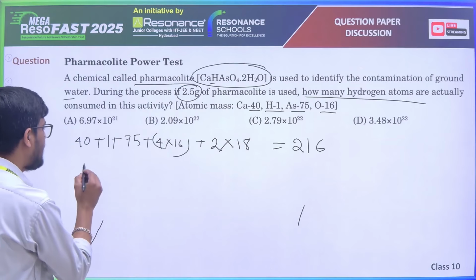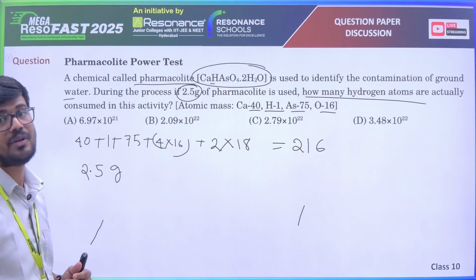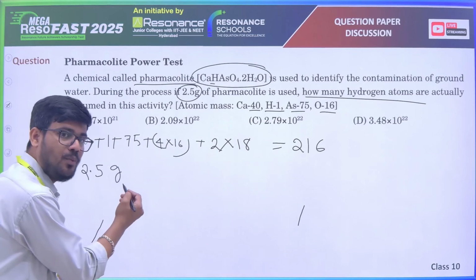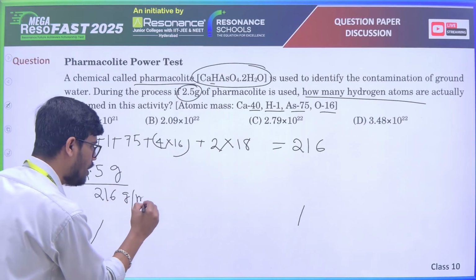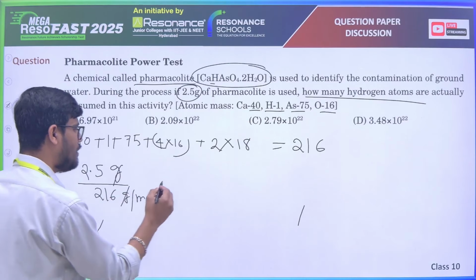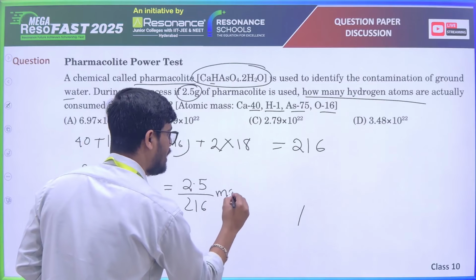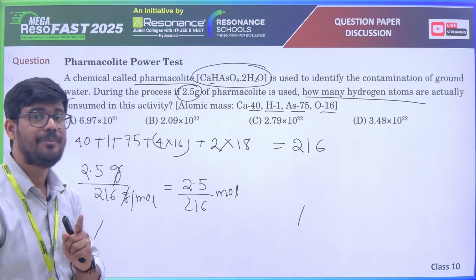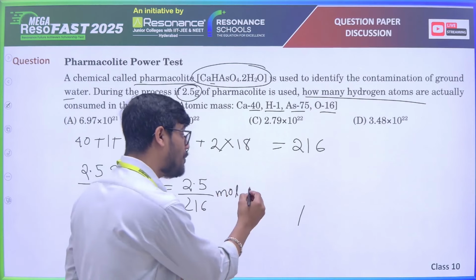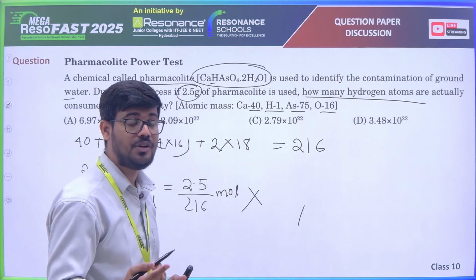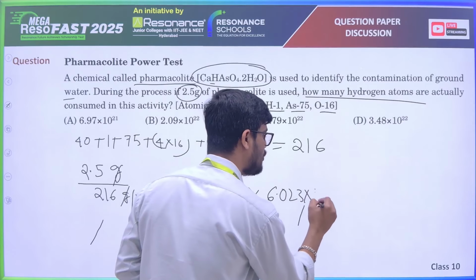Now 2.5 gram means how many moles? First we have to calculate the mole number. Given weight divided by molecular weight, 216 gram per mole. The gram will cancel out, so we get 2.5 divided by 216 mole. Now we know for each mole of a substance, the number of molecules is given by the Avogadro number, right? 6.023 into 10 to the power 23.